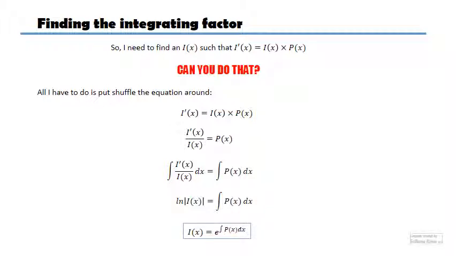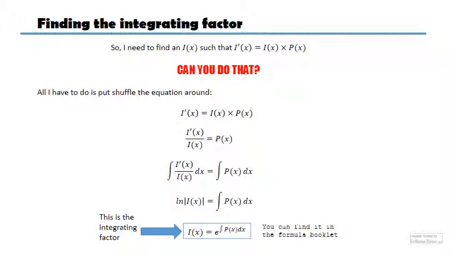But the important thing is that now I can just write that I(x) is going to be equal to e to the power of the integration of p(x) dx. And this is the integrating factor, and this is in your formula booklet. So you don't have to memorize it, but I really recommend just understanding where it comes from. It's not that complicated, just one more slide. So I think it's worthwhile.